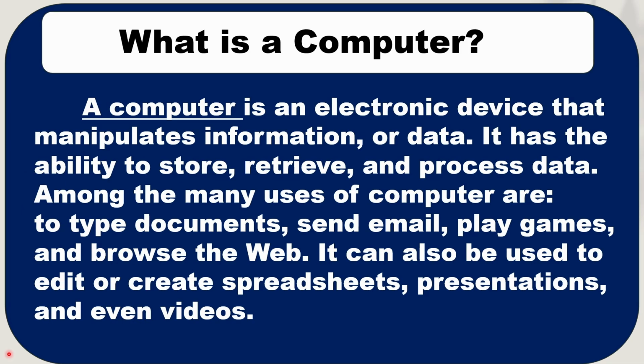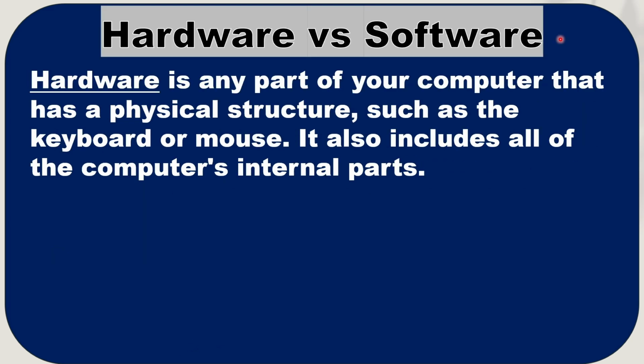A computer is an electronic device that manipulates information or data. It has the ability to store, retrieve, and process data. Among the many uses of computers are to type documents, send email, play games, and browse the web. It can also be used to edit or create spreadsheets, presentations, and even videos. The two important terms relating to computers are hardware and software. Everything you do on your computer will rely on both hardware and software.